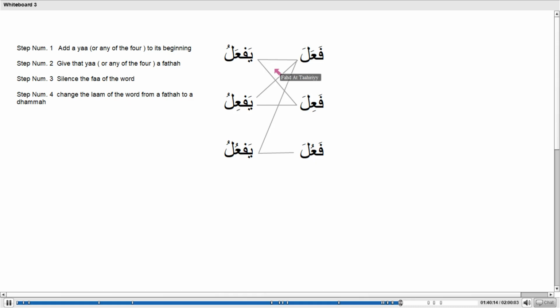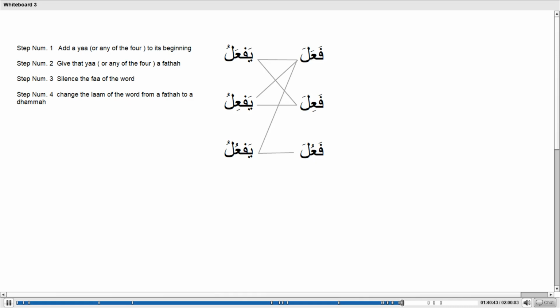Okay, there's fa'ala with yaf'alu, and fa'ala with yaf'ilu, and fa'ala with yaf'ulu, and there's fa'ila and yaf'alu, fa'ila and yaf'ilu, and there's fa'ula and yaf'ulu. What does this mean, these combinations? These combinations tell you what every verb has as a mudari'. Okay? For example, let me give you an example now, inshallah.